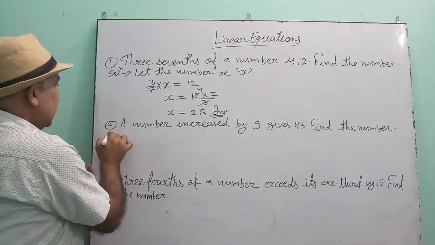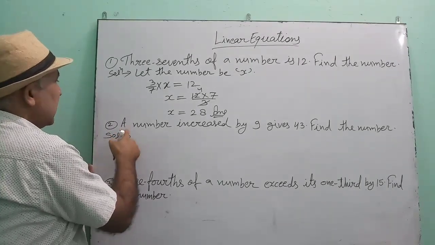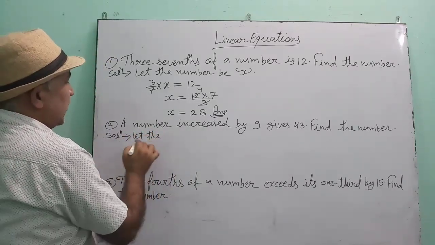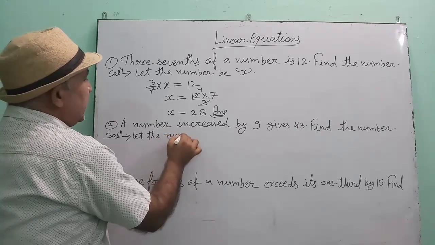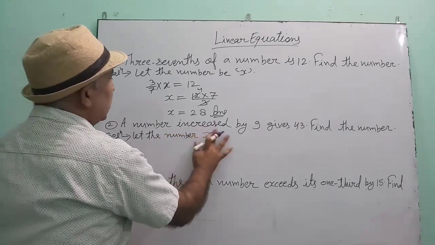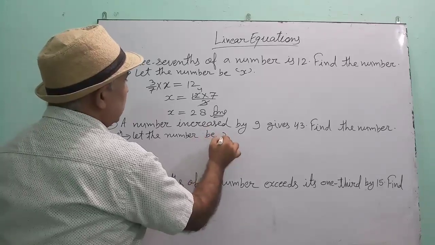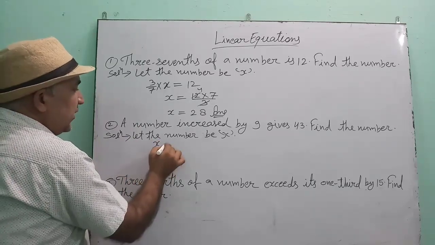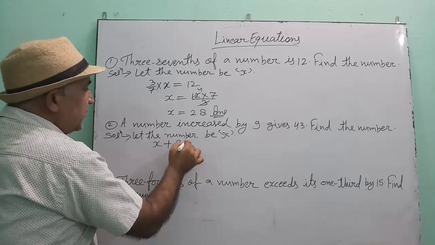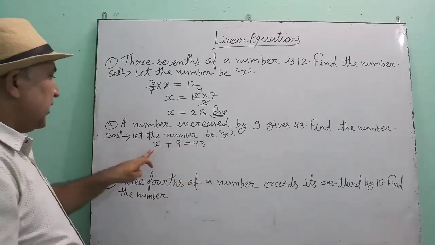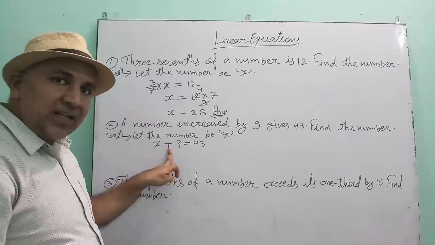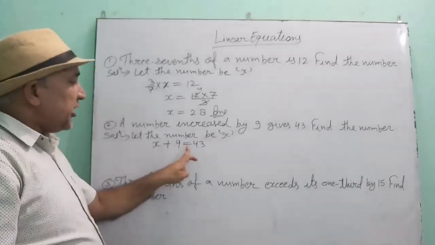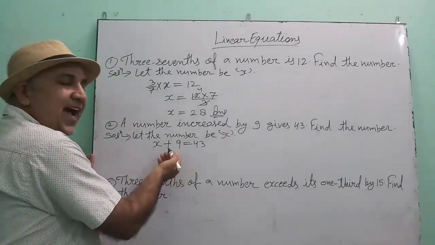Okay, now see the second one. A number increased by 9 gives 43, then find the number. So again, let the number be x. Now according to the question, the number is x, increased by means plus, something will be added. Increased by 9 means 9 is added, gives 43 means equal to 43. I hope this is easy to solve.